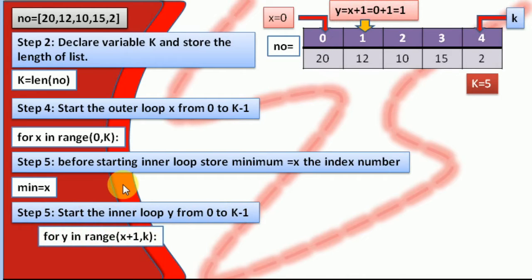Now the inner loop is going to start. In the case of selection sort, the inner loop always starts from x plus 1. This means if the outer is 0, y starts from 1. If outer is 1, y starts from 2. If it is 2, it is 3. I have shown in the diagram also that the first time, if x is 0, then y will start from 1 up to the last value.